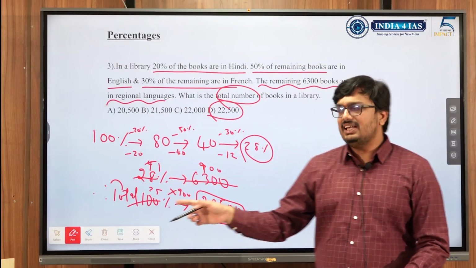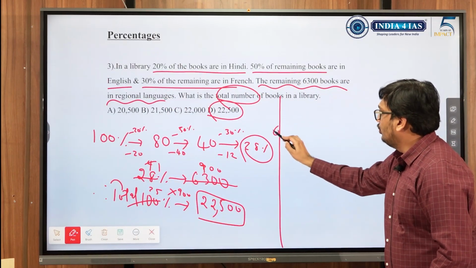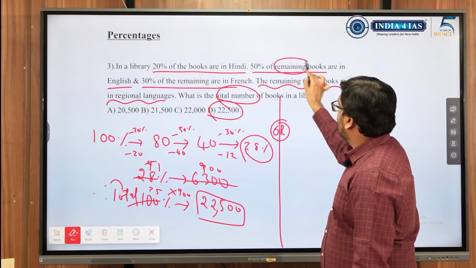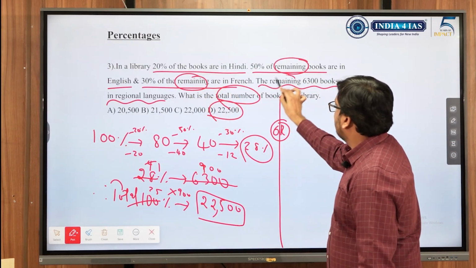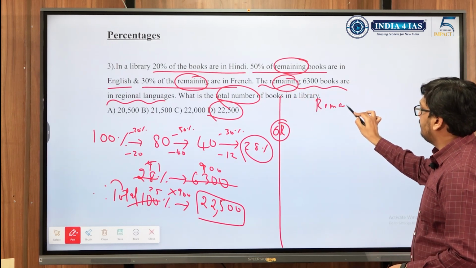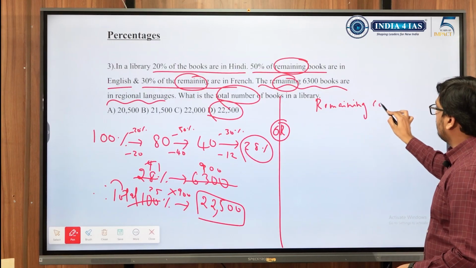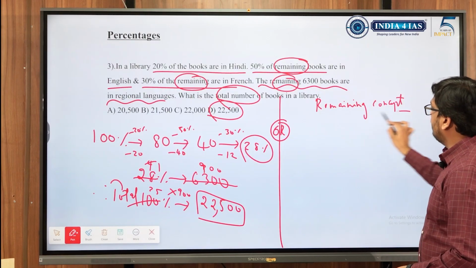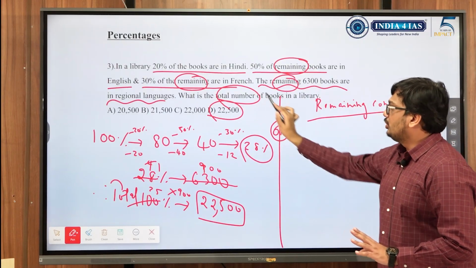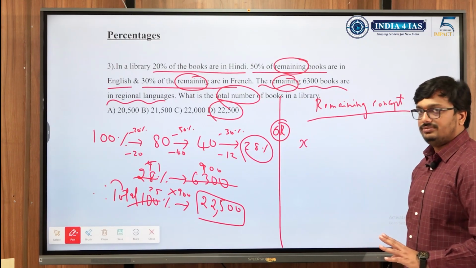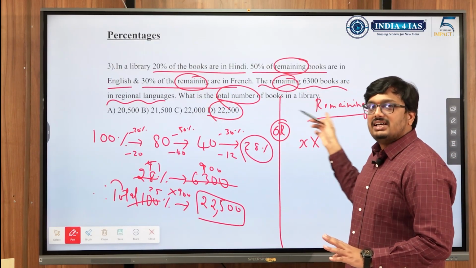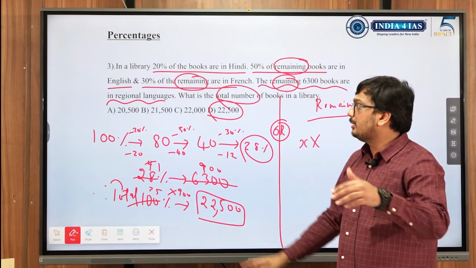This question can easily be solved in the X method. How to solve? Listen here. In the question, there is the keyword remaining. So this method is called the remaining concept. How to solve means we should solve this remaining concept in the X method. How? Assume total number of books as X. In that, 20% are in Hindi, right? This is the remaining concept. Just write the remaining part, the remaining percentage.